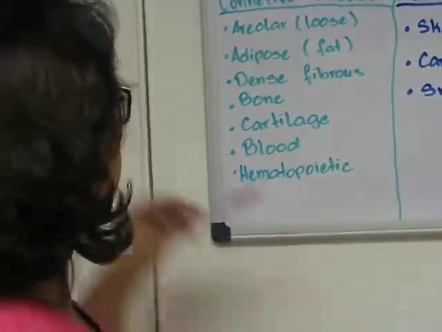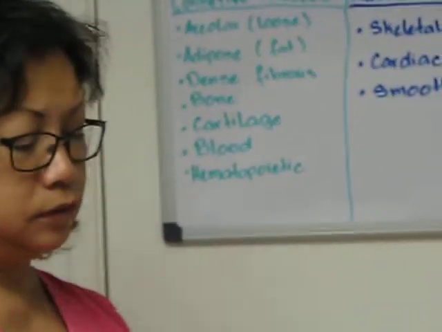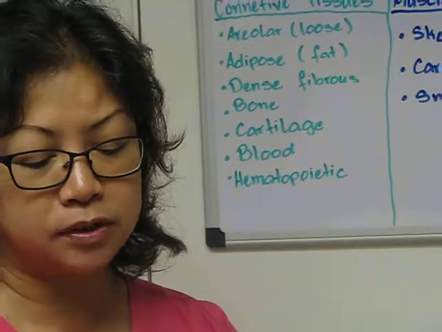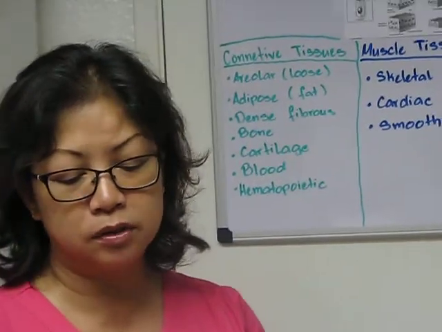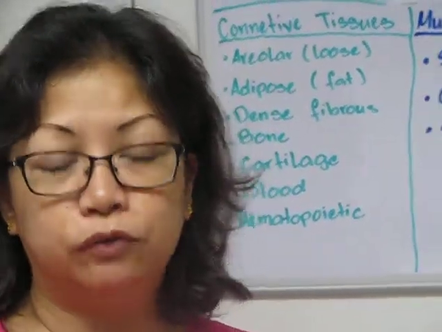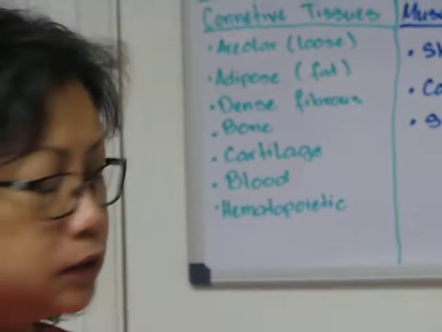Next, we are going to discuss the bone tissue. They are a hard, calcified matrix arranged in osteons. Location is the skeleton. Function is to support and for protection. Cartilage.